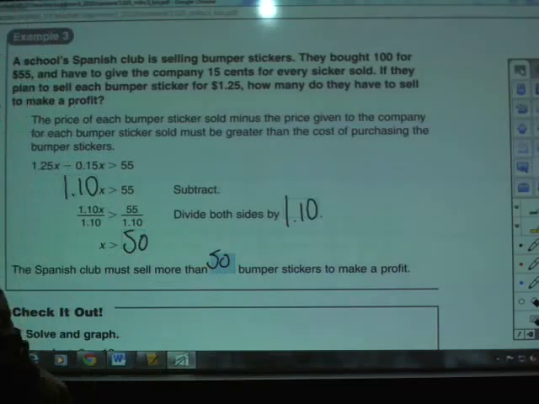You can use your calculator to check if I sell exactly 50 times $1.10, exactly 50 turns me $55. Well, that's okay, but the question says it's about me making a profit. Profit means I have to exceed what I spent. If I sell exactly 50 bumper stickers, it's a wash. I haven't made any money, I haven't lost any money, but I haven't made any money either. But once I cross over the 50 mark, then I'm making money.